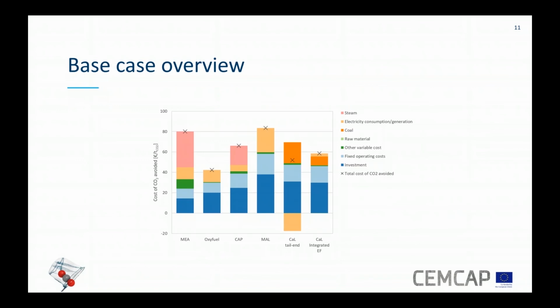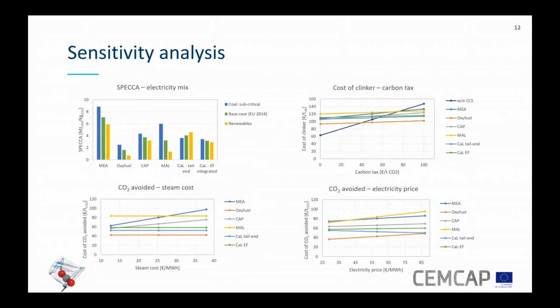Now, for the electricity intensive technologies such as Oxyfuel and membrane-assisted liquefaction, the characteristics of the electricity system and its average CO2 emission intensity is important and influences the CO2 avoided cost. This effect and impact of other parameter variations were also investigated in a sensitivity analysis. And I just wanted to very briefly give some examples from this sensitivity analysis that we performed.